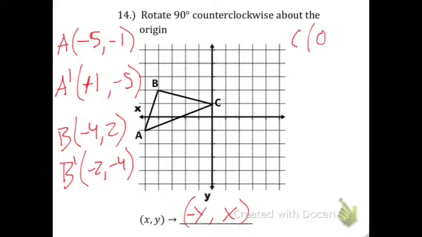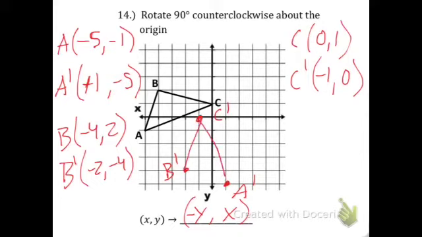C is currently at 0, 1. Switch the order. And switch the sign on the first one. And you'll get negative 1, 0. So those are our 3 points. Just plot them down. A is at 1, negative 5. There's my A prime. B is at negative 2, negative 4. And C prime is at negative 1, 0. So there's my C prime. And this needs to draw it better. And there we go. All ready to go. There's a 90-degree counterclockwise rotation.